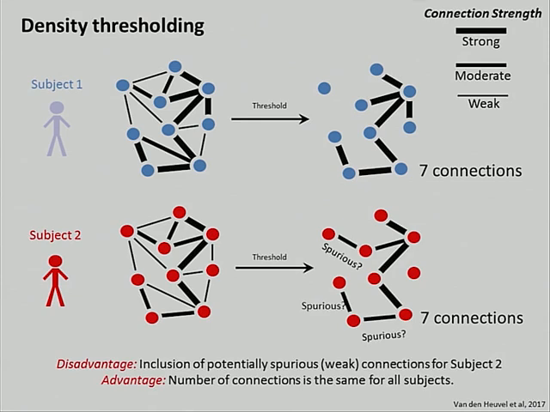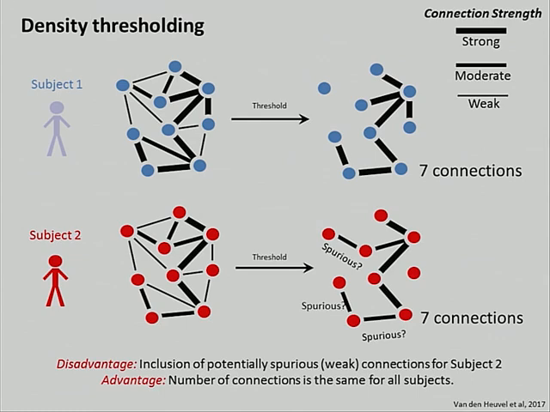So let's look at density thresholding. So you might say, well, maybe we should use density thresholding. And by definition, if we threshold based on connection density, we ensure that we have the same number of connections in both subjects, so we avoid that confound. But what we see now with subject 2 is that we need to add weaker connections to the network to make up the numbers, to ensure that we have the same number of connections as subject 1.